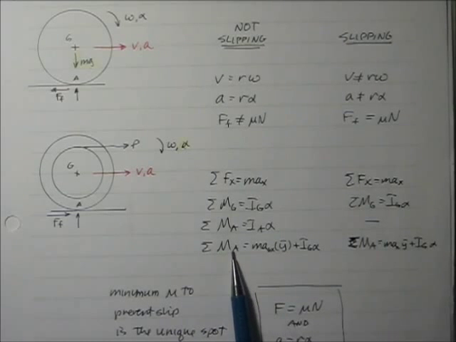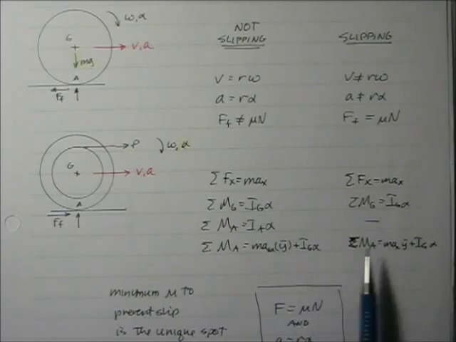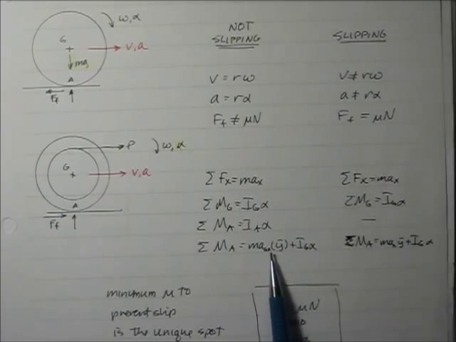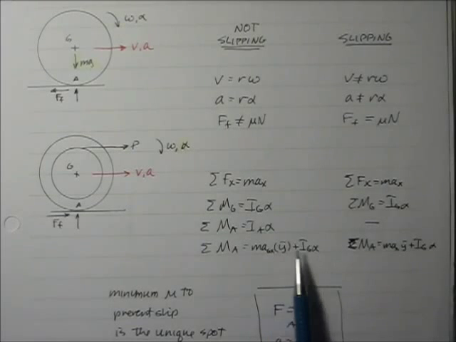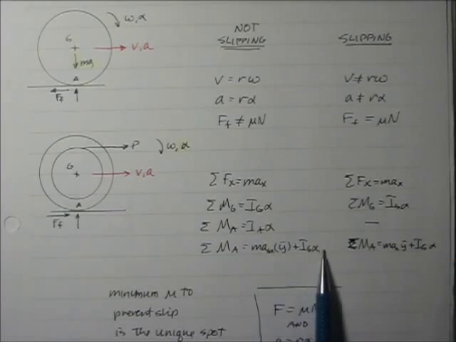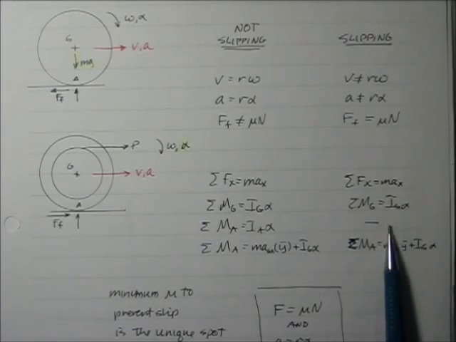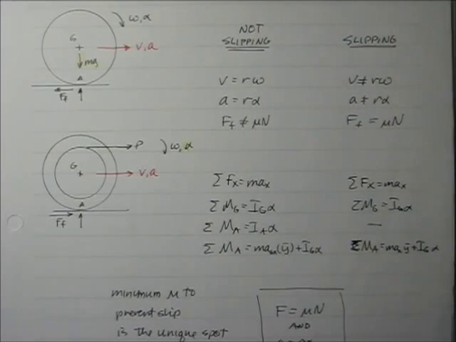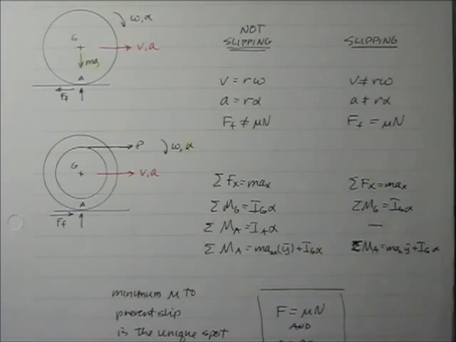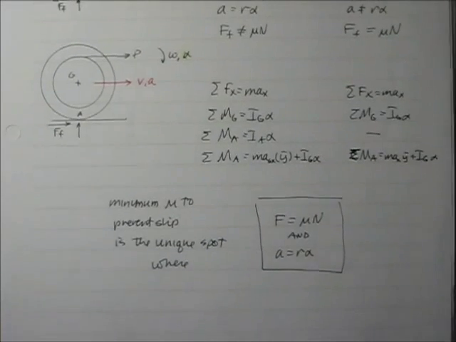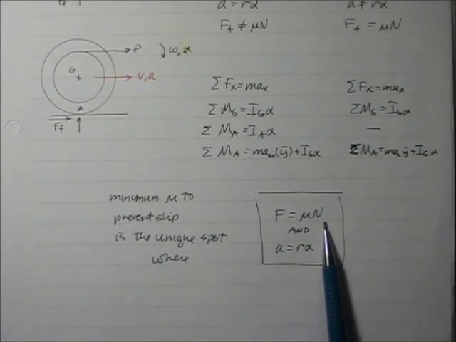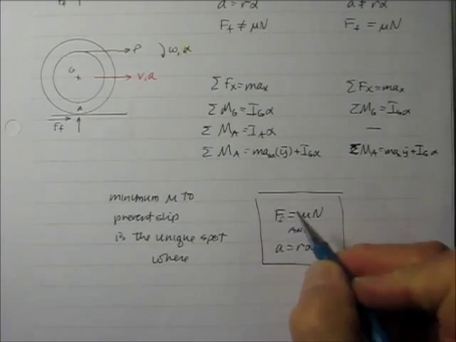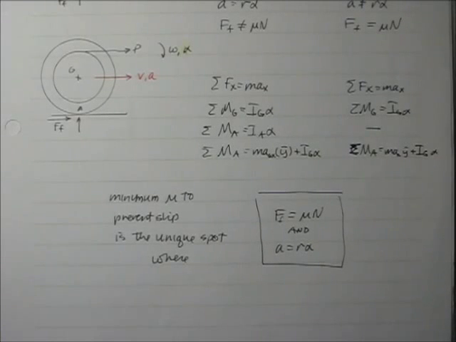However, you can use the sum of the moments about A and use the general equation on either a not slipping or a slipping condition. The difference here is that for not slipping, A is equal to R alpha, and so this term becomes the parallel axis theorem. In the slipping condition, A does not equal R alpha, and so these are two separate terms that have to be evaluated. All right, and then again, the minimum mu to prevent slip is at that unique spot where the force of friction is equal to mu normal and A equals R alpha at the same time.